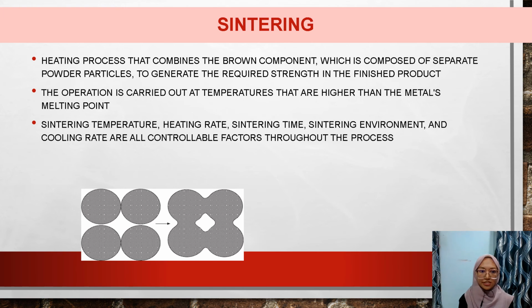The last process is sintering. It is a heating process that combines the green component, which is composed of separate powder particles, to generate the required strength in the finished product. The operation is carried out at temperatures that are lower than the metal's melting point. Sintering temperature, heating rate, sintering time, sintering environment, and cooling rates are all controllable factors throughout the process.